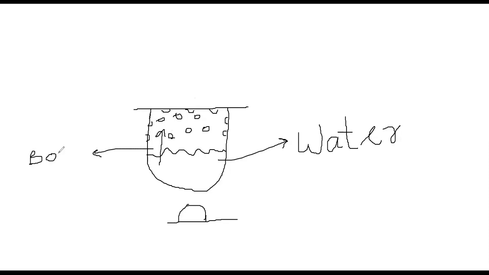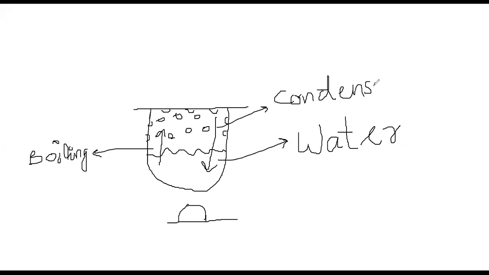This effect would be known as boiling, in which water will be converted into vapors. However, some of the vapors will go all the way back to the liquid, and this can be considered as condensation. So that's how condensation works. Condensation is actually the opposite of boiling. In boiling, the liquid is converted into vapors, and in condensation, the vapors are converted back to liquid.